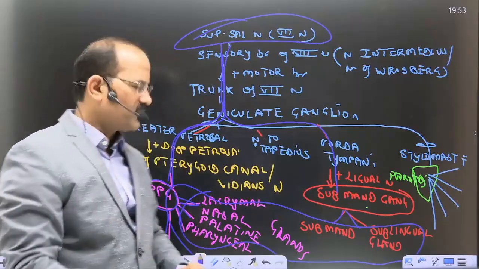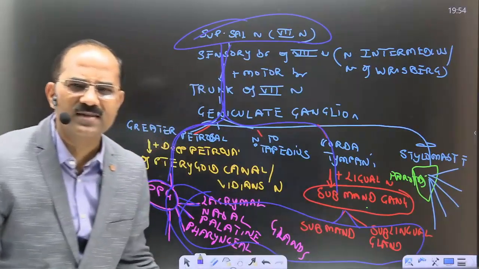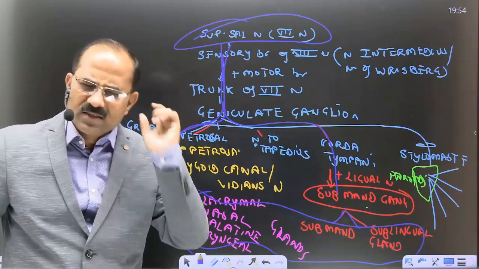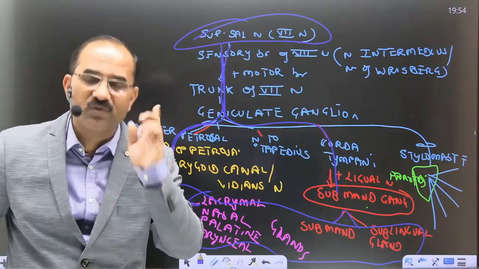Now, why does it not supply the parotid? There's a reason for this. All the glands in the head and neck are supplied by facial nerve. This is what I told you. It doesn't supply the parotid. Yes, it has got a reason for that. That I'll tell you later.